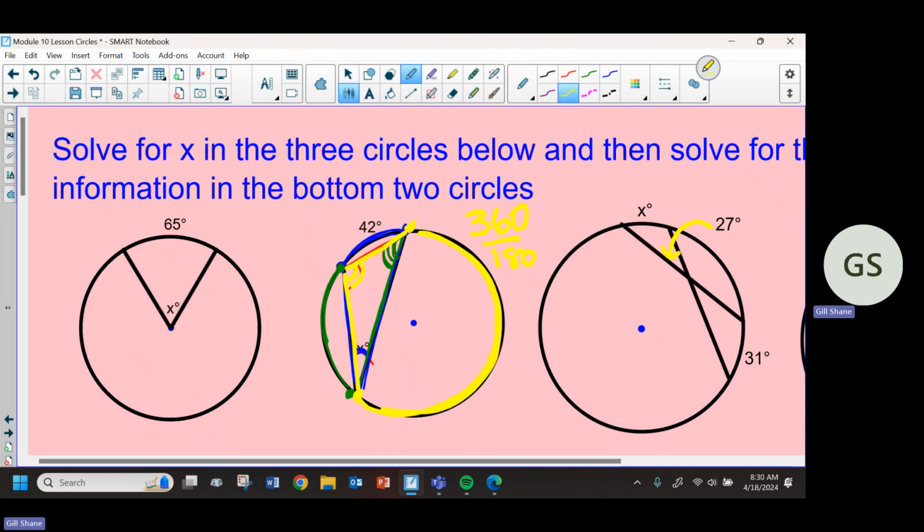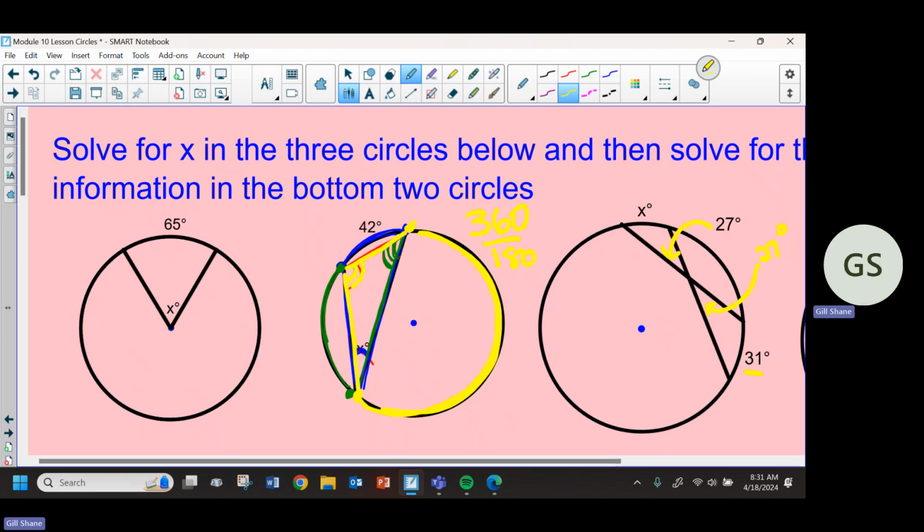So that's the first thing. Just do what you know. Hopefully you know some stuff. So if that's 27, that one's also 27. So I know those two angles are 27 degrees. Now I know one arc is 31 degrees, and they want me to find the other arc.